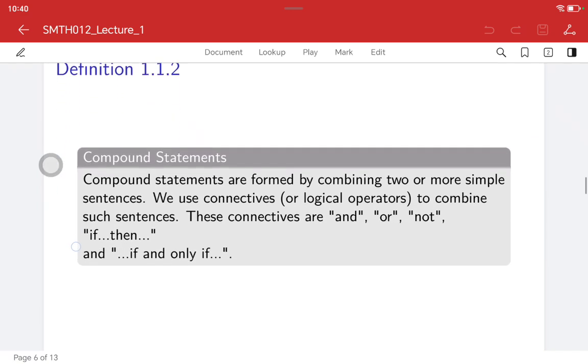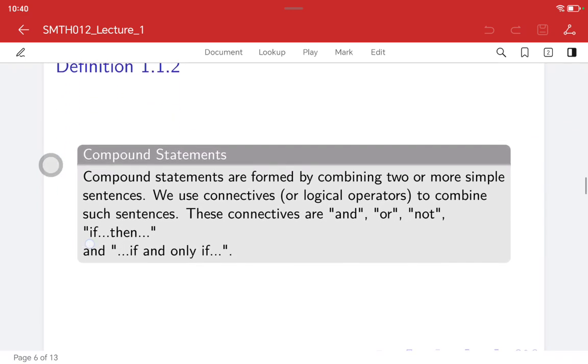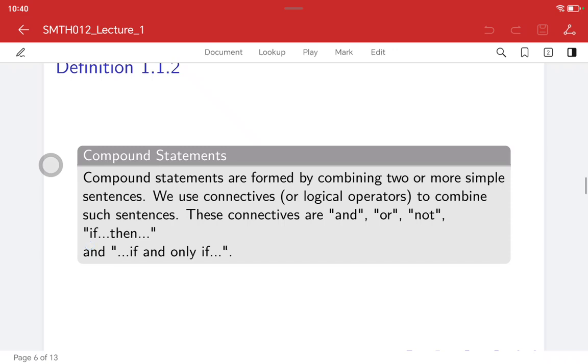The second one is what we call a compound statement, right? A compound statement is just a way of joining. When you say we're combining something, compound, right? It's from those who are doing chemistry; I'm sure you should know what a compound is. Compound statements are formed by combining two or more simple sentences, and we use connectives or logical operators to combine such sentences. Remember, these simple sentences we are talking about, P, Q, R, are propositions, right?